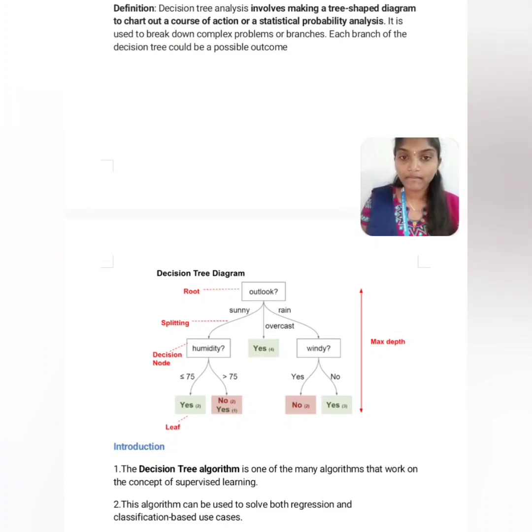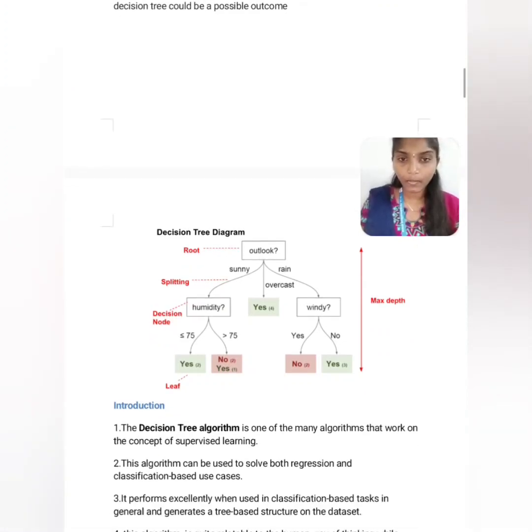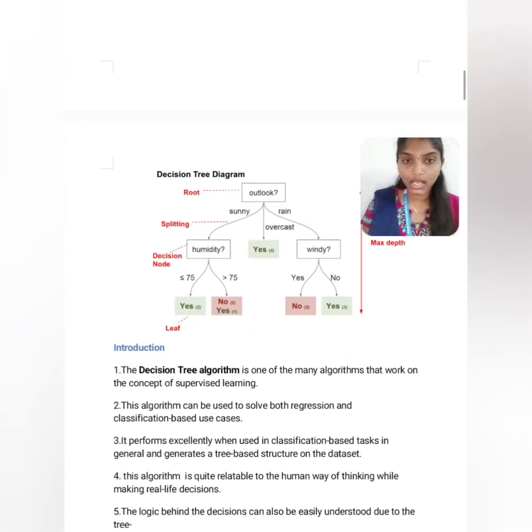Decision tree diagram. First we draw outlook, which is nothing but the root. Next we draw humidity and windy. Humidity contains sunny, yes contains overcast, windy contains rain. These are called splittings, and humidity and windy are called decision nodes. Next, humidity one time will be yes and one time will be no. In the same way windy also one time will be yes and one time will be no. These yes and no are called leaves. These are the maximum depth of the decision tree.